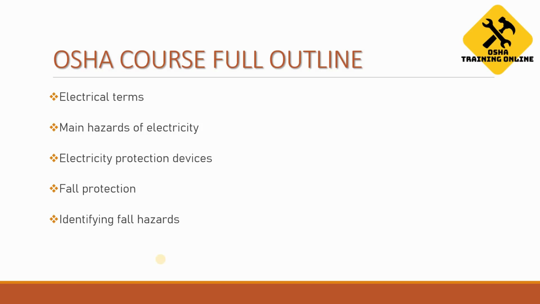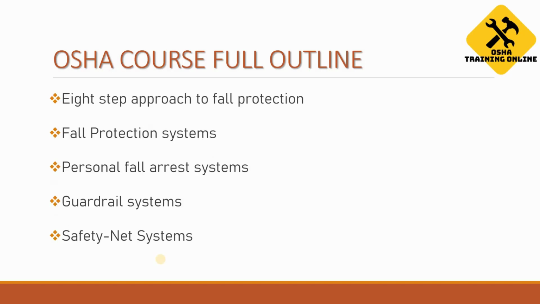So in that case, we need to identify all the hazards, and then we will follow really an 8-step approach to fall protection. There is really in-depth detail about each step, and a worker should follow and a safety officer should follow all these 8 steps in order to make sure that a worker does not fall from a height.